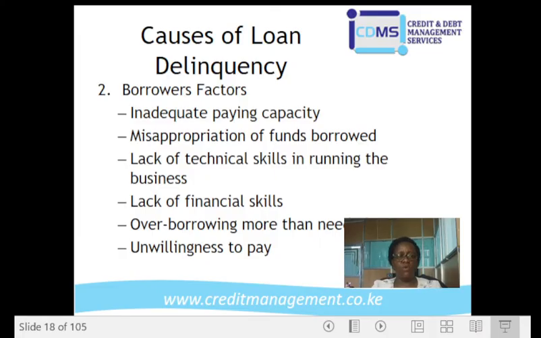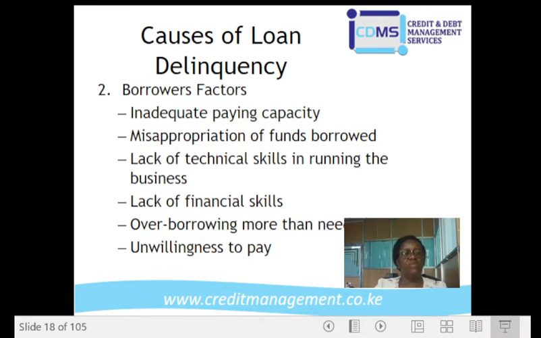Causes of loan delinquency by borrower, that is, borrower factors. This we had already mentioned. One of them is inadequate paying capacity, which we did not establish at the point when we were onboarding the customer. Misappropriation of funds, we have mentioned that. Lack of technical skills in running the business. You give a loan to a startup or to someone who has no idea of the profession. They want to try something they have never done before, so they fail because they do not have the business acumen in relation to that particular product.